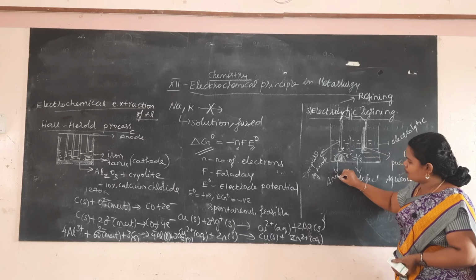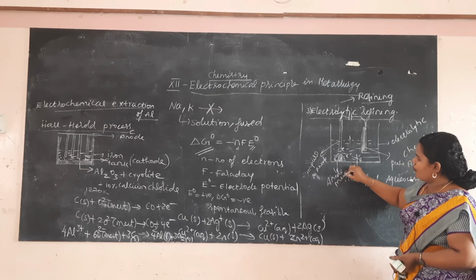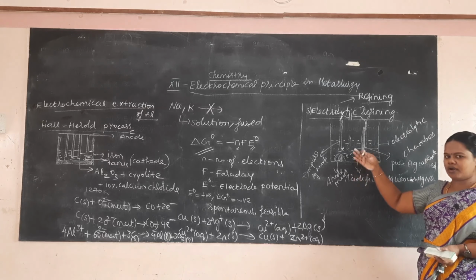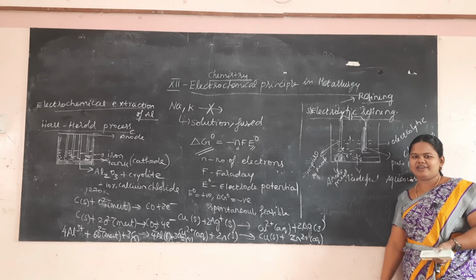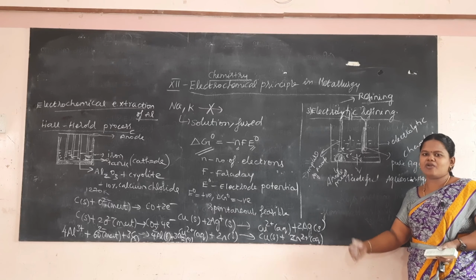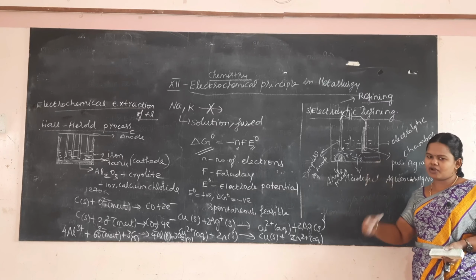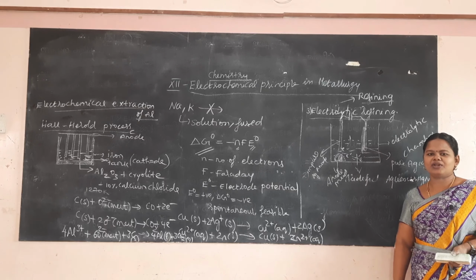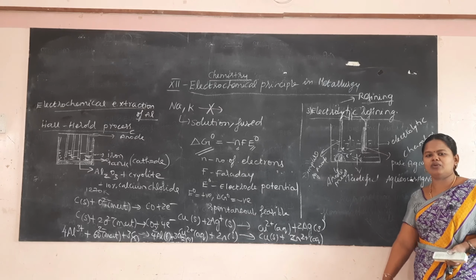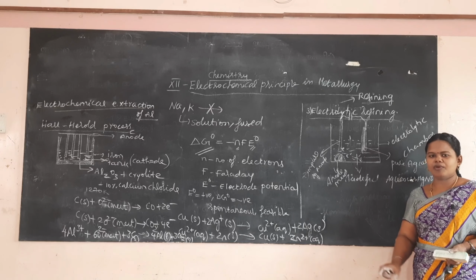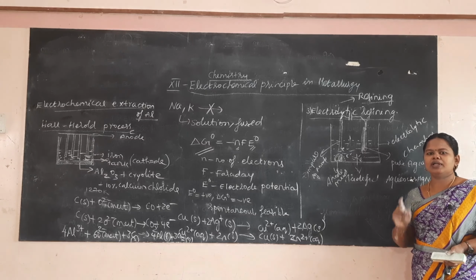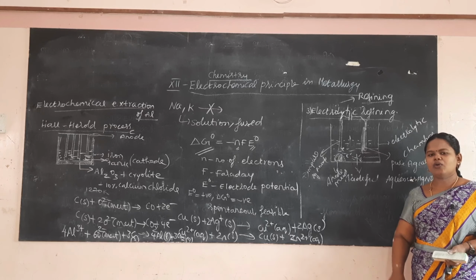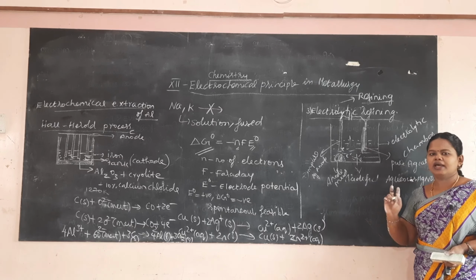The impurity is left behind the anode as anode mud. So this is the principle in electrolysis. Anywhere you see electrolysis, you have to remember: the anode is the impure metal, the cathode is the pure metal, and anodic oxidation and cathodic reduction.